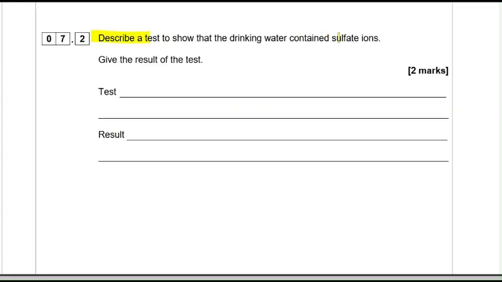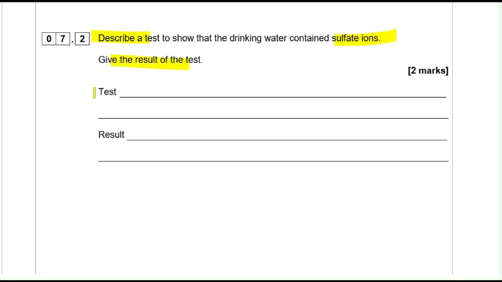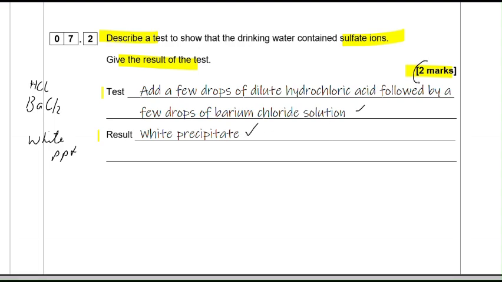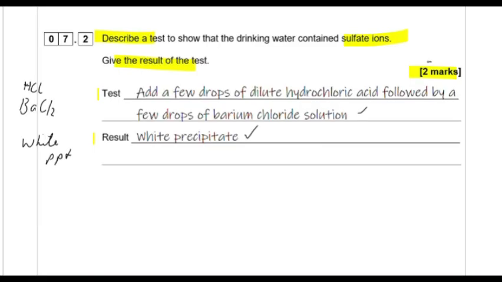7.2. Describe a test to show that drinking water contained sulfate ions. Give the result of the test. So it's another analysis recall really for testing for sulfate ions. And the test is a little bit of hydrochloric acid followed by some barium chloride, and the result is a white precipitate. So for the test, for 1 mark, add a few drops of dilute hydrochloric acid followed by a few drops of barium chloride solution, and the result is white precipitate. 2 marks.